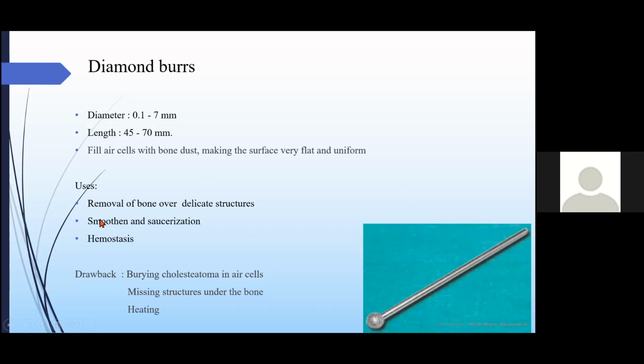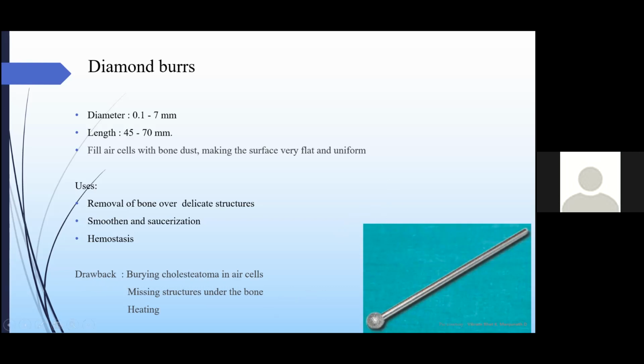Then diamond burrs are used, and also it causes heating while it drills over the surface, and it also transfers bone dust to the bleeding vessels, so it can also act as a hemostat in drilling techniques. But the drawback is, if we use it in disease clearance, then as I said, it causes the surface of the cells to become flat or closed, so it can bury any cholesteatoma in the air cells, and thus it will lead to recurrence of the disease.